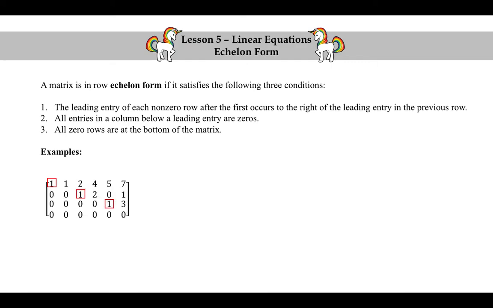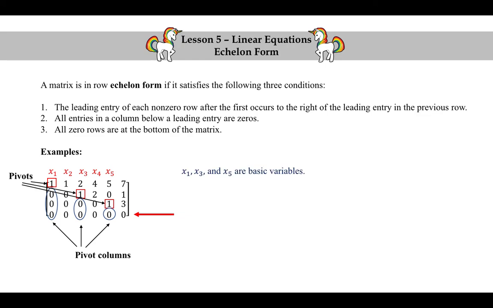Okay, in this matrix, we see the leading entries of 1s move nicely from left to right as we go downward among the rows, and below each leading entry, there are only zeros. The last row of zeros is okay because all the zero rows are at the bottom of the matrix. Notice that if we let the variables be x1, x2, x3, x4, and x5, then the pivot columns correspond to variables x1, x3, and x5. The pivots are the corresponding entries of 1, 1, and 1 in those columns.